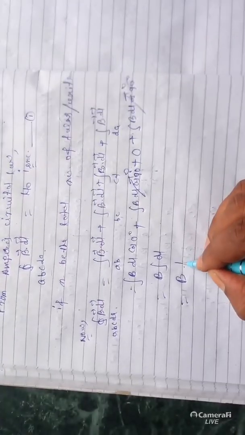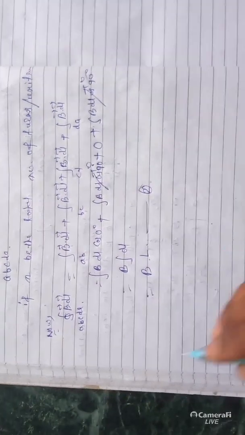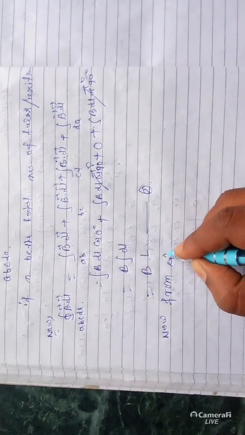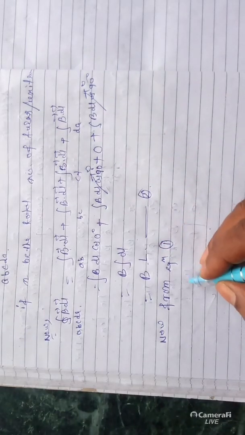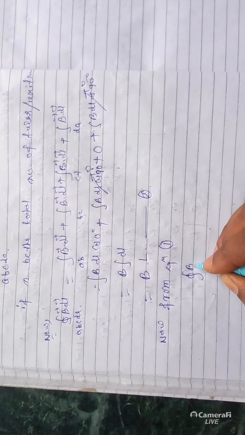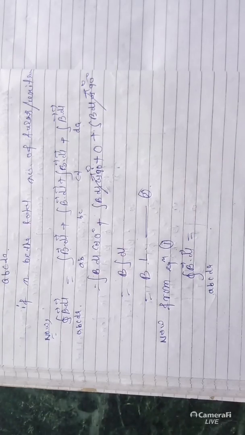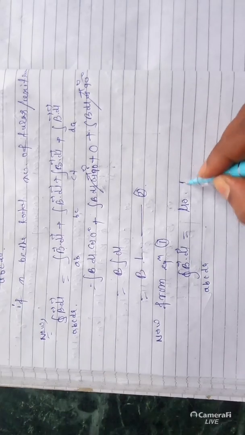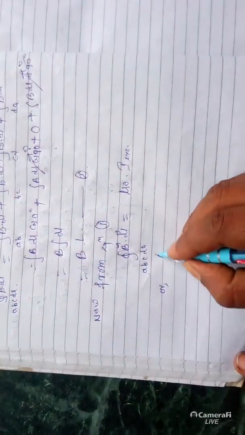So write B into, this is equation number 2. Now from equation 1, what can you write? Closed integral B dot dl, that is A B C D A, is equal to mu naught into I enclosed. Or what is the value of B dot dl? Notice here, B dot dl is equal to B into L.